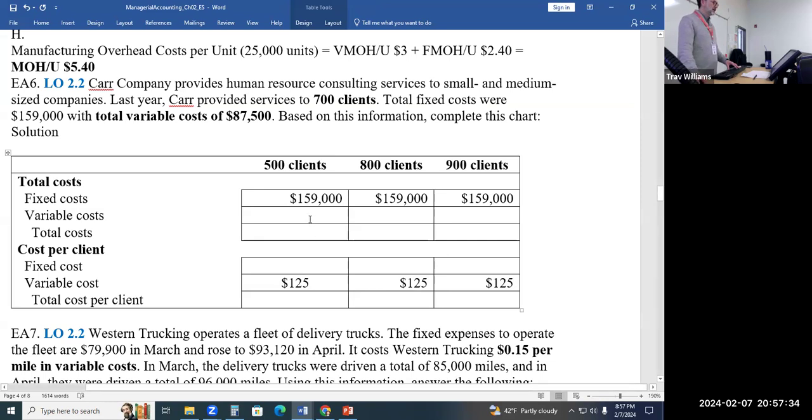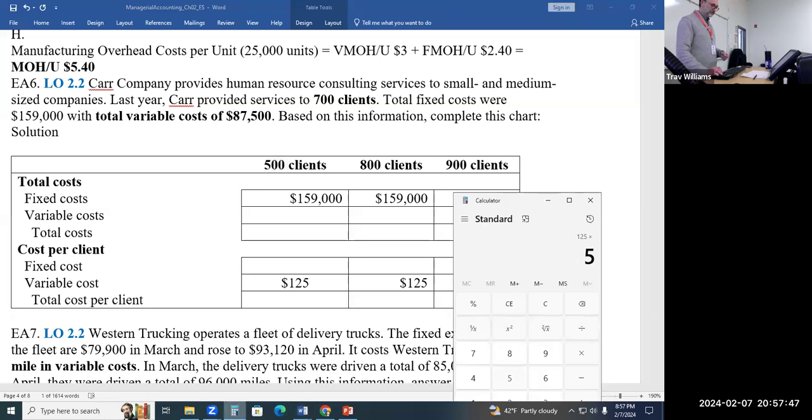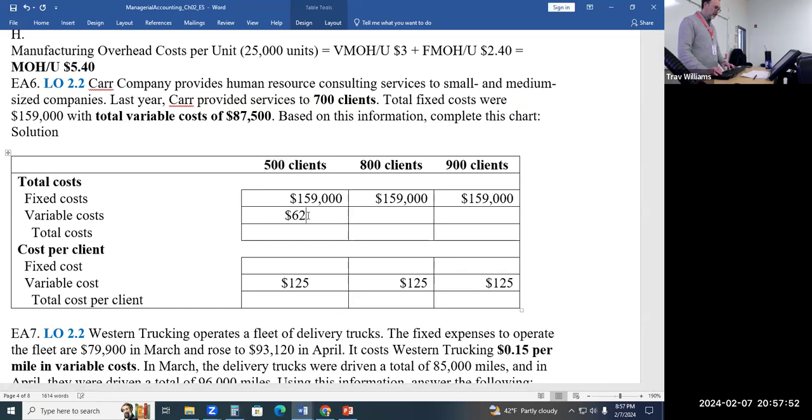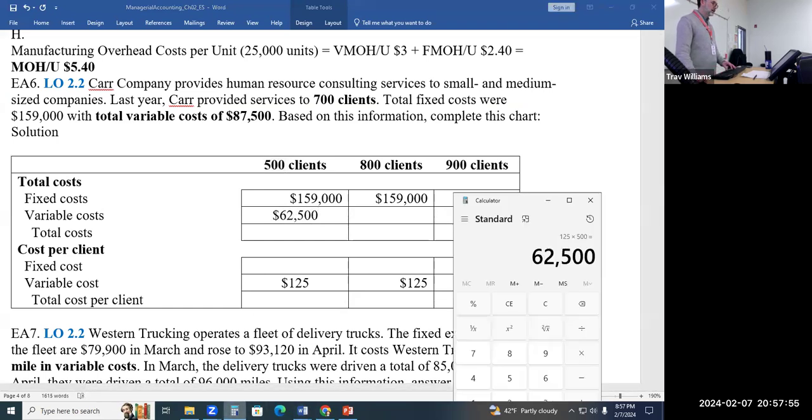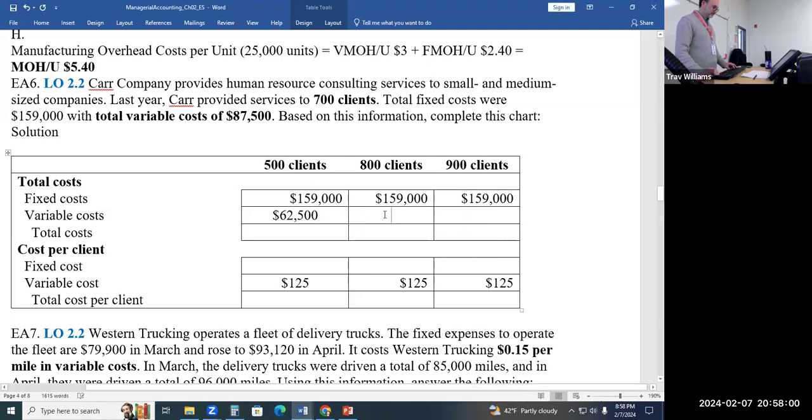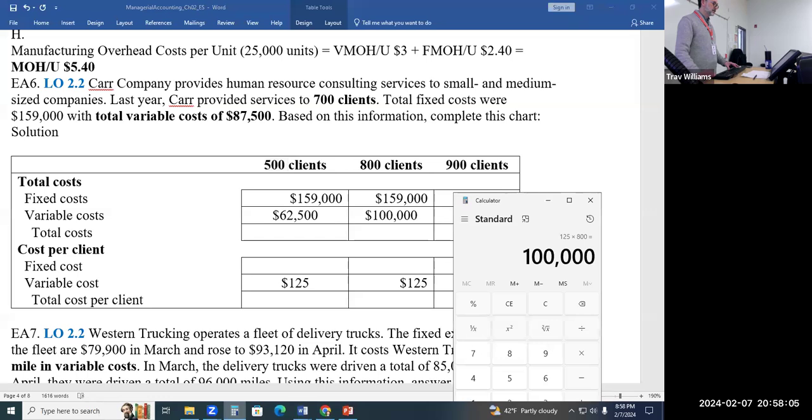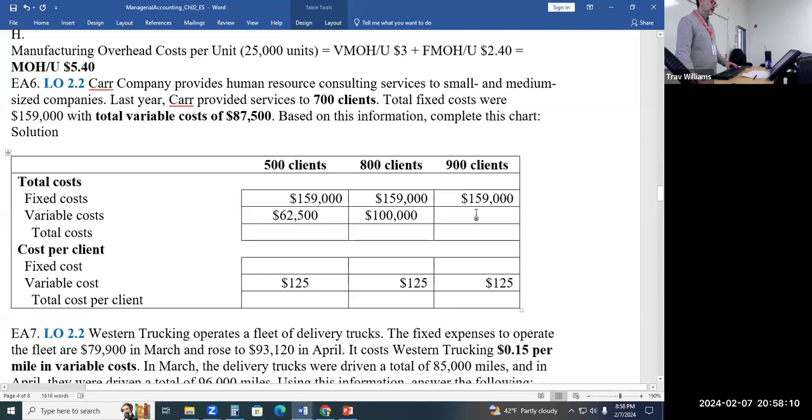Okay, now that we know that, can we figure out what our variable cost would be if we had 500 clients? Multiply. Take that 125 and multiply by 500. So we get 62,500. We can do the same thing for 800 clients. We get 100,000 even. And we can do the same thing for 900 clients. Multiply by 125, we get 112,500.